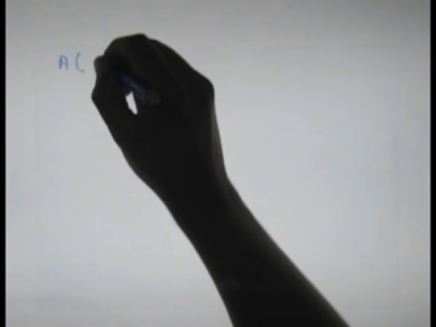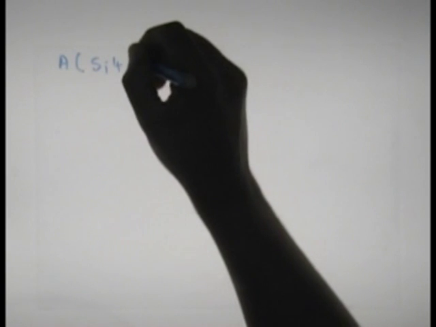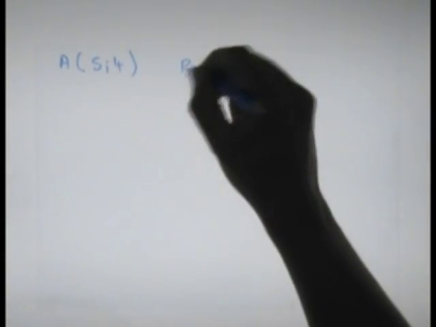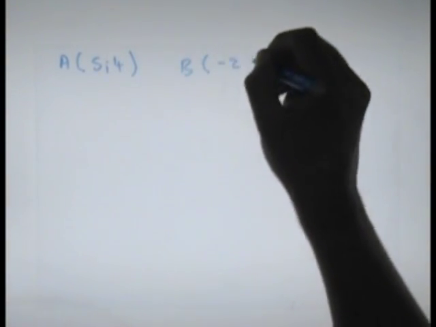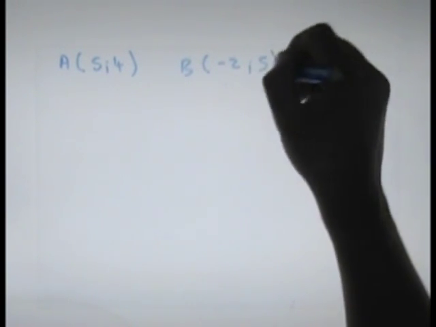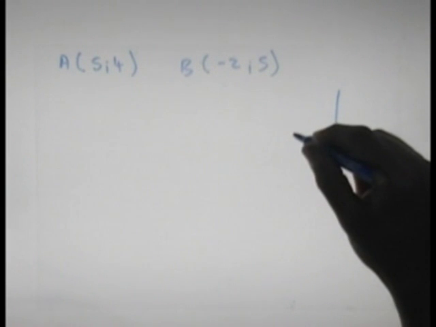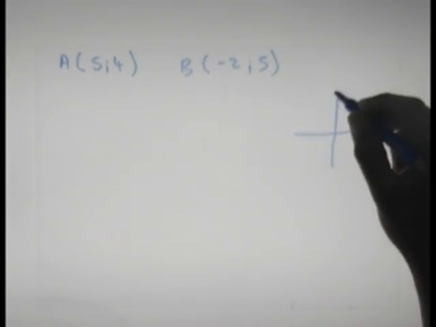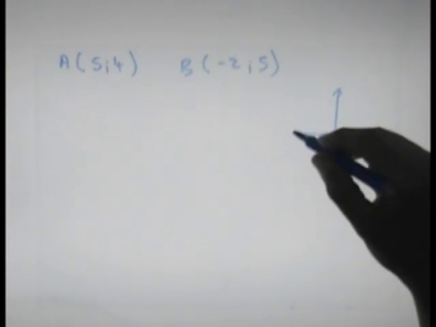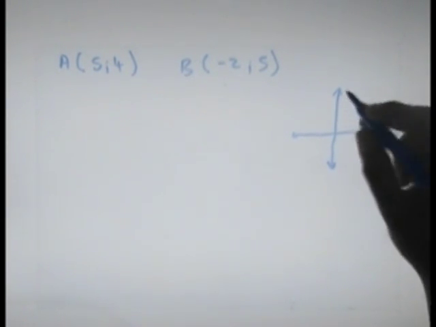First, we are going to get the equation of the straight line from two coordinates. I'm going to use coordinates A, which is (5, 4), and coordinates B, which is (-2, 5). And I'm going to get the equation of that straight line. Now let's just draw that out just to see what sort of straight line we're looking at.